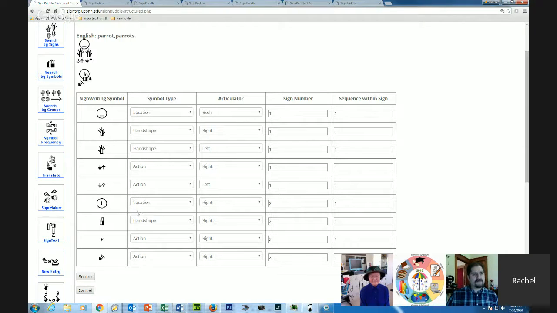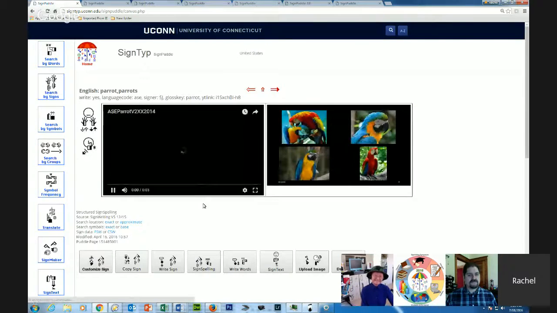So then now we get to the second part of this compound, and we see a location which, yes, that's correct, is just for the right hand because there's only one hand involved here. And we have a handshape, an action, and a second action, all for the right hand. So sign writing by itself can't tell the computer these things, but with sign spelling, it can. So it makes a computer almost as smart as a human being, so to speak.